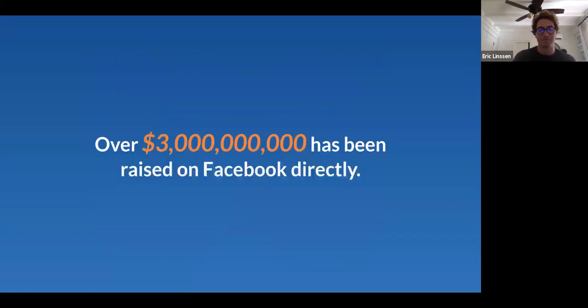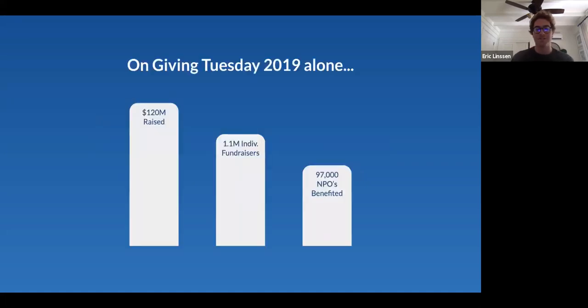And as a fundraising platform, it's been validated. It's raised over $3 billion to date, and we think that number is only going to increase in time to come. A good indicator of that is Giving Tuesday 2019, where there was $120 million raised, 1.1 million individual fundraisers, and 97,000 nonprofits benefited. These are all numbers on the Facebook platform alone, so they're not including people who ran ads driving website visitors or donors to a donation platform like CauseVox.